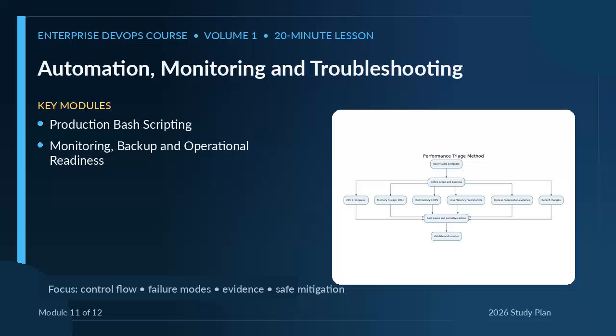The module on production Bash scripting establishes the following ideas. Bash is effective for orchestration and platform glue, but production scripts require the same engineering discipline as application code. Define inputs, strict error handling, logging, idempotency, concurrency control, and tests, and quote variable expansions unless deliberate word splitting or globbing is required. Use arrays for lists. Do not build commands through unsafe string concatenation. Use mktemp for temporary files and remove them in a trap.